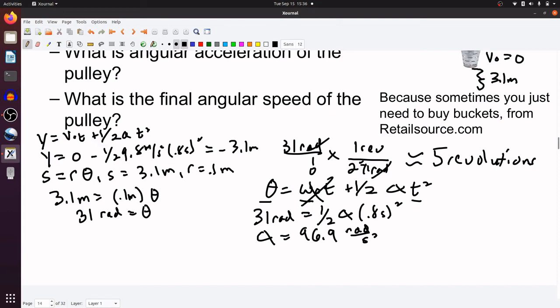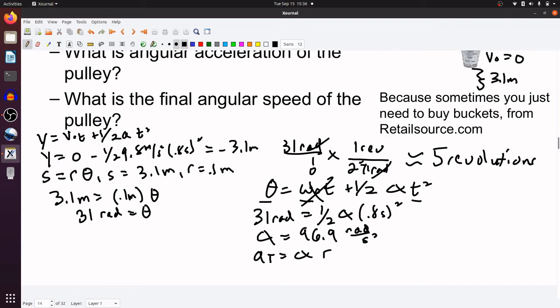Another way of doing this is to use a_T equals alpha R. You can plug in 9.8 and divide that by R of 0.1, and you'd get something similar, but the values are slightly off due to rounding. That would have been a much easier way of doing this, which I originally intended to do, but I kind of forgot when I was going through it.